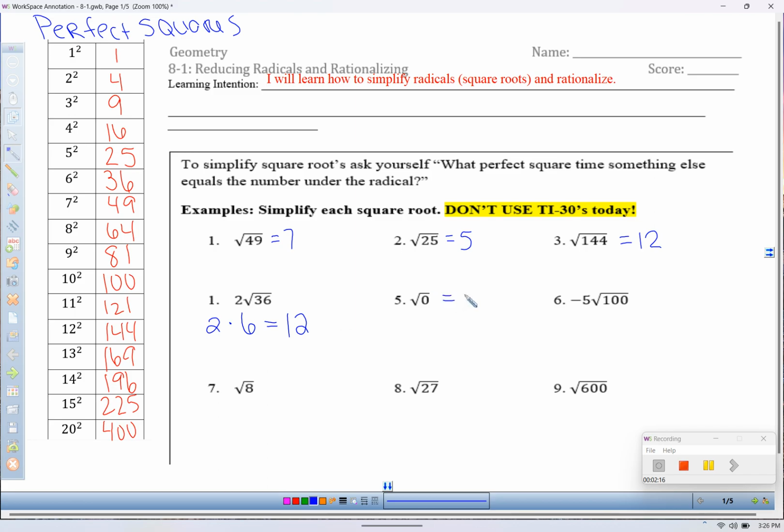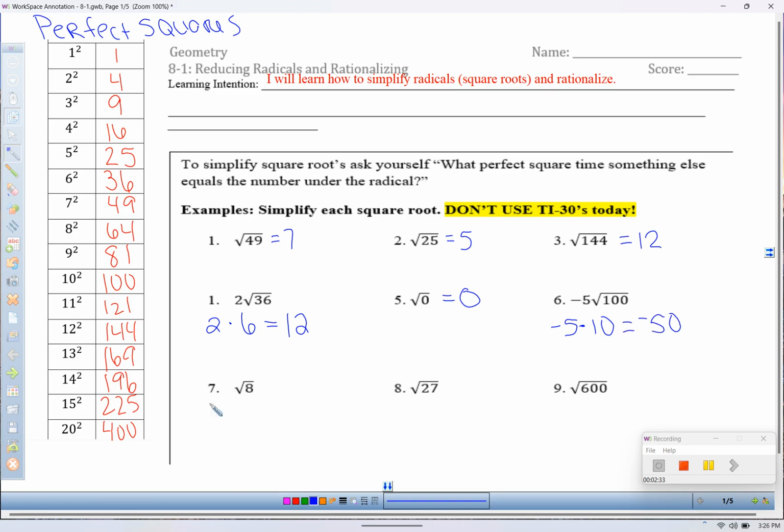Okay, the square root of 0 is 0. And here we go, we have a -5 on the outside of the radical, so it's going to come down for the ride. And the square root of 100, we can easily see, is 10. So we times that by 10, we get a -50.